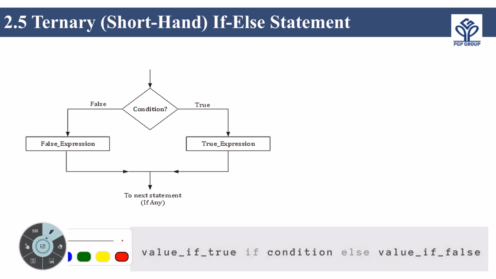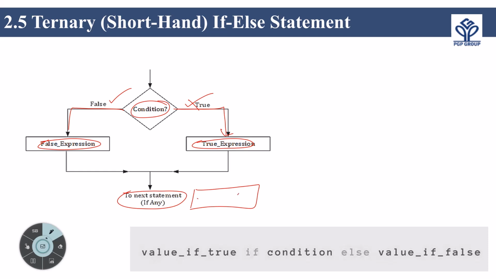Next one, ternary shorthand if else statement. So we are giving the expressions in a single statement. Okay, see our condition: if the condition is true, execute the true expression. If the condition is false, execute the false expression. Okay, next statement if any. So false is selected, and then the next statement, whatever we give, is printed.